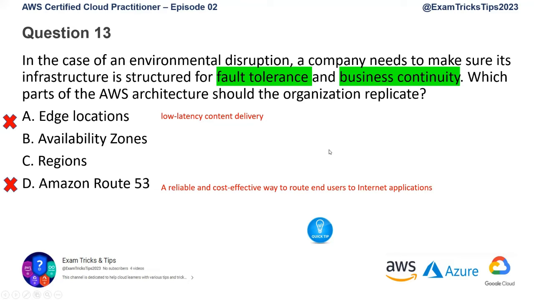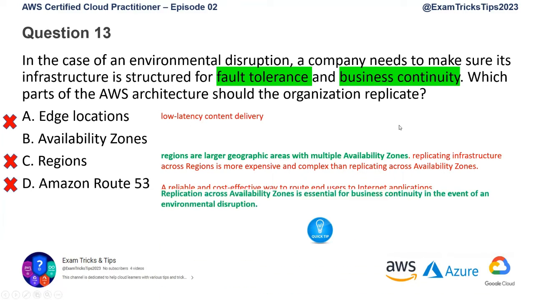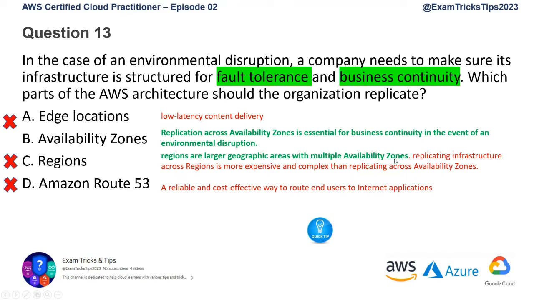That leaves us with options B and C. If you know the definition of AZs and regions and their purpose, both of them provide high availability, reliability and fault tolerance. They both appear to be the right answers. However, the question is asking which part of the AWS architecture you would replicate. Now, a region is very expensive to replicate. We are talking about a complete geographical region of a country that you are trying to replicate in order to ensure availability. That's very expensive. However, if you replicate the availability zone, that's much more cost effective.